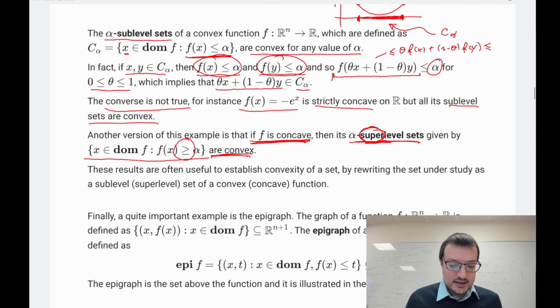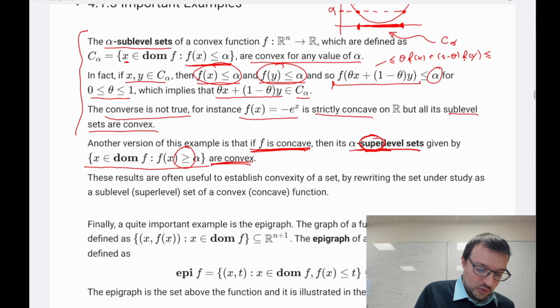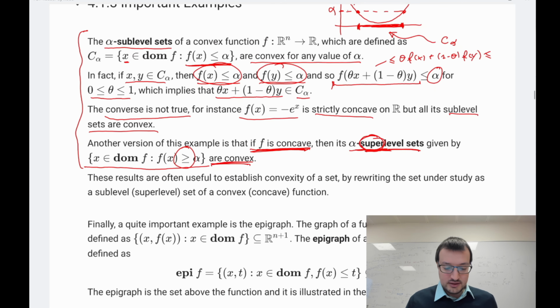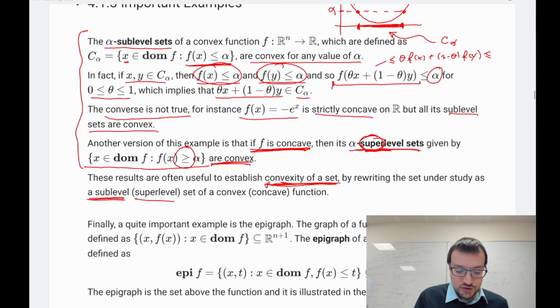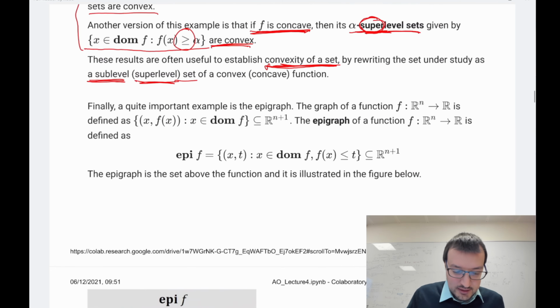This example, which may seem quite technical, is actually quite useful in practice because it allows us to establish the convexity of a set, which in general may be difficult if the set is complex, if we rewrite the set as the sublevel or superlevel set of a convex or concave function. So it's essentially a good trick.